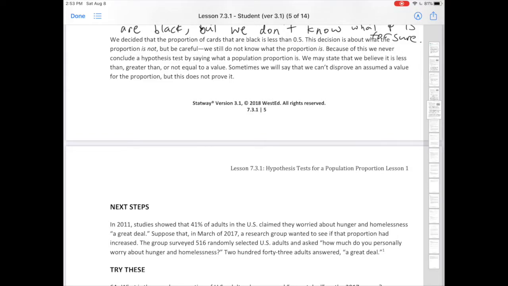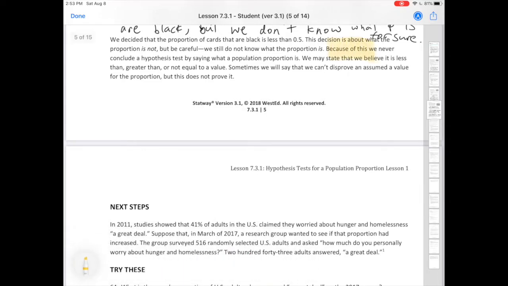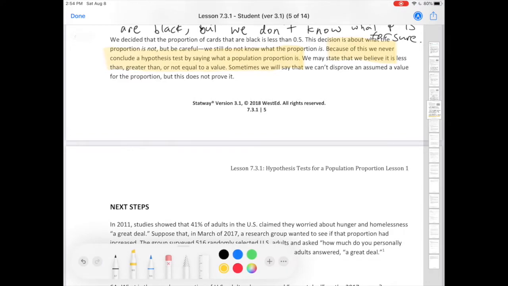Because of this, we never conclude a hypothesis test by saying what a population proportion is. We may state that we believe it is less than, greater than, or not equal to a value. Sometimes we will say that we can't disprove an assumed value, but this does not prove it. This is extremely important. I'm going to highlight this fact here. So, we never conclude a hypothesis by saying what a population proportion is.